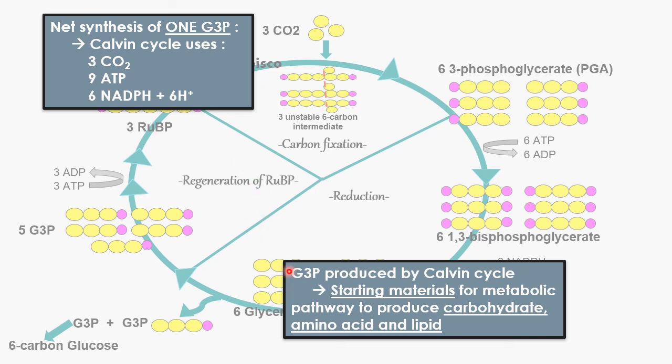The G3P produced by the Calvin cycle will be used to produce carbohydrates such as glucose, amino acids, and lipids in the plant cell. And then the plant will be consumed by consumers such as animals or humans. And that is the Calvin cycle, or light-independent reaction.